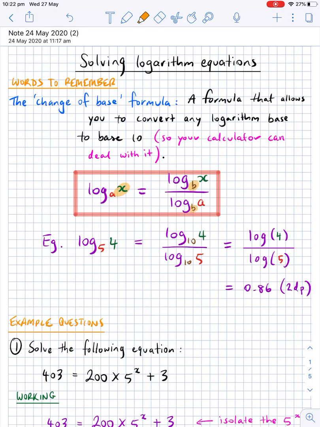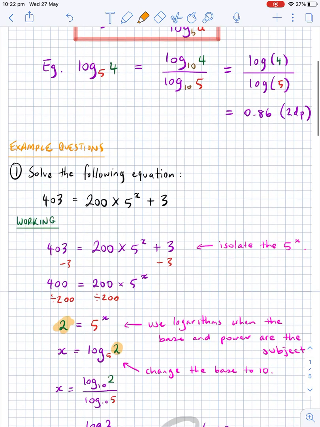And we can change this letter to 10 if we wish. So for example, log base 5 of 4, typically we couldn't figure this out in a calculator, but using this change of base formula we can. This 4 goes up the top and this 5 goes down the bottom. They each get their own log, and we can use base 10s, meaning we can put this into our calculator. So this is the same as log 4 over log 5, because it assumes base 10 for the calculator, and that equals 0.86 to 2 decimal places.